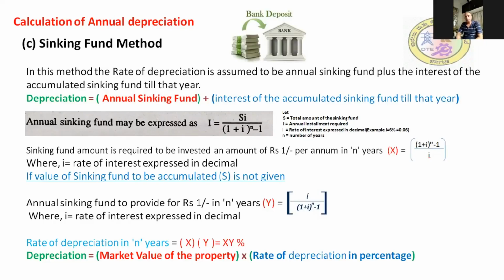Therefore, to know the value of the property, the present cost of construction minus depreciation will give the present value of the property. The depreciation at the end of each year is equal to the annual sinking fund plus interest on the accumulated sinking fund till that year. We deposit this annual sinking fund in the bank. Whatever fund is collected annually for the sinking fund will be deposited in the bank. The bank will give interest on that deposited amount. So the depreciation will be considered as the annual sinking fund plus interest on the accumulated sinking fund till that year.